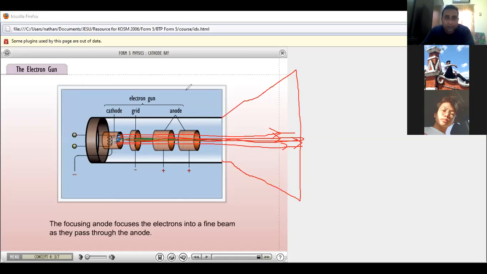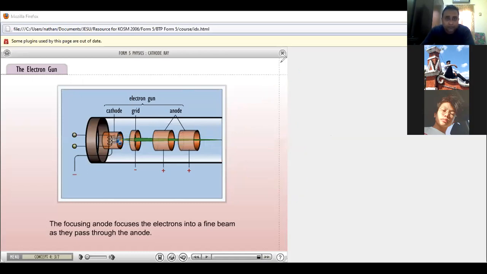Okay, now next we have the anode. So the function of focusing anode is to focus the cathode ray into a tiny beam, and then the accelerating anode to accelerate the cathode ray, to make it faster.